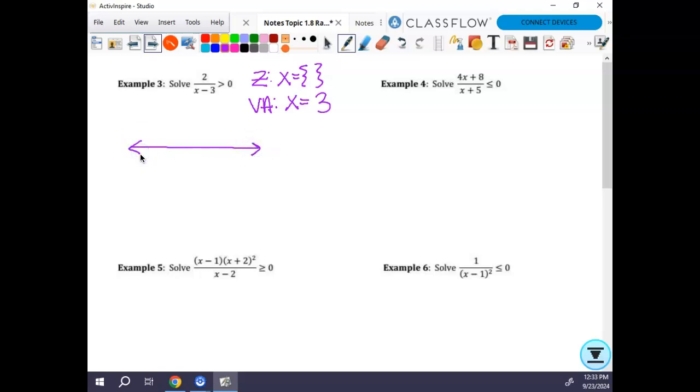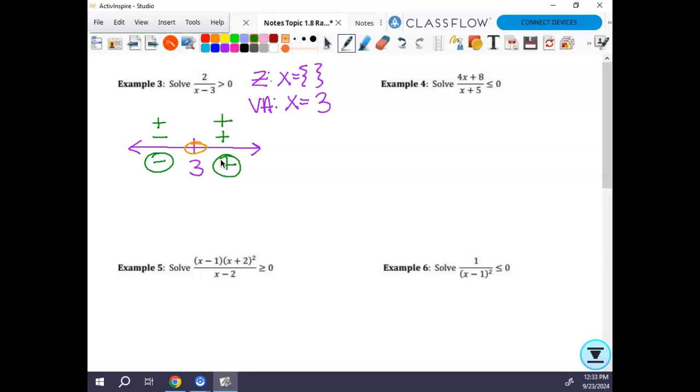So here's my number line. I have one number on it, and that's 3. Is this open or closed? Open, because it's a vertical asymptote. Okay. So between negative infinity and 3, I can pick 0. The numerator is positive no matter what. Denominator, 0 minus 3 would be negative, so that's negative. And then if I pick 4 for the other part, the numerator is positive, 4 minus 3 is positive. It's positive overall.